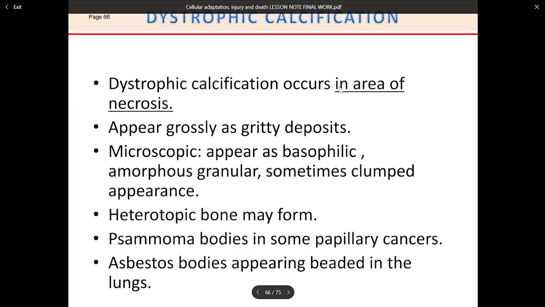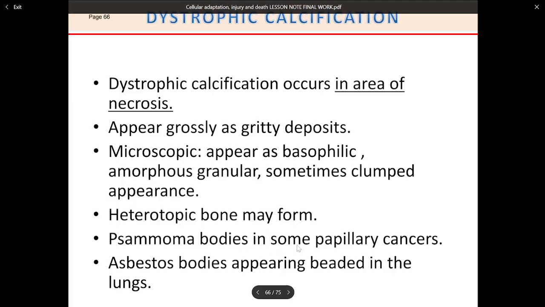Dystrophic calcification occurs in areas of necrosis. Please note this. Dystrophic calcification occurs in areas of necrosis. It appears grossly as gritty deposits. Microscopically, it appears as basophilic, amorphous, granular, sometimes clumped deposits. Heterotopic bone may form.